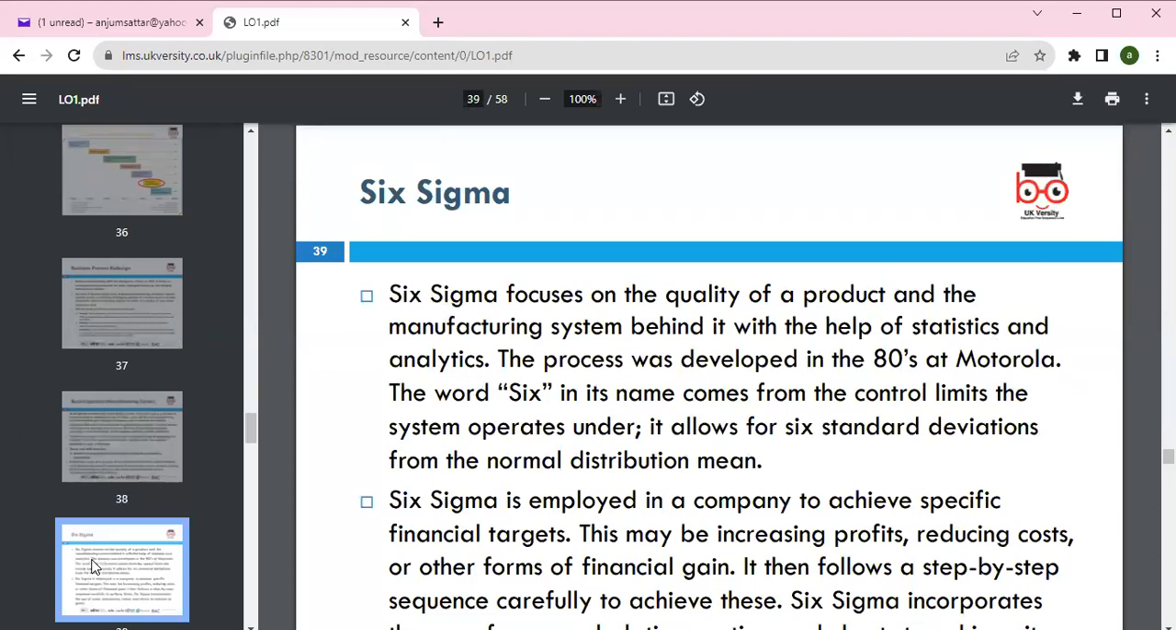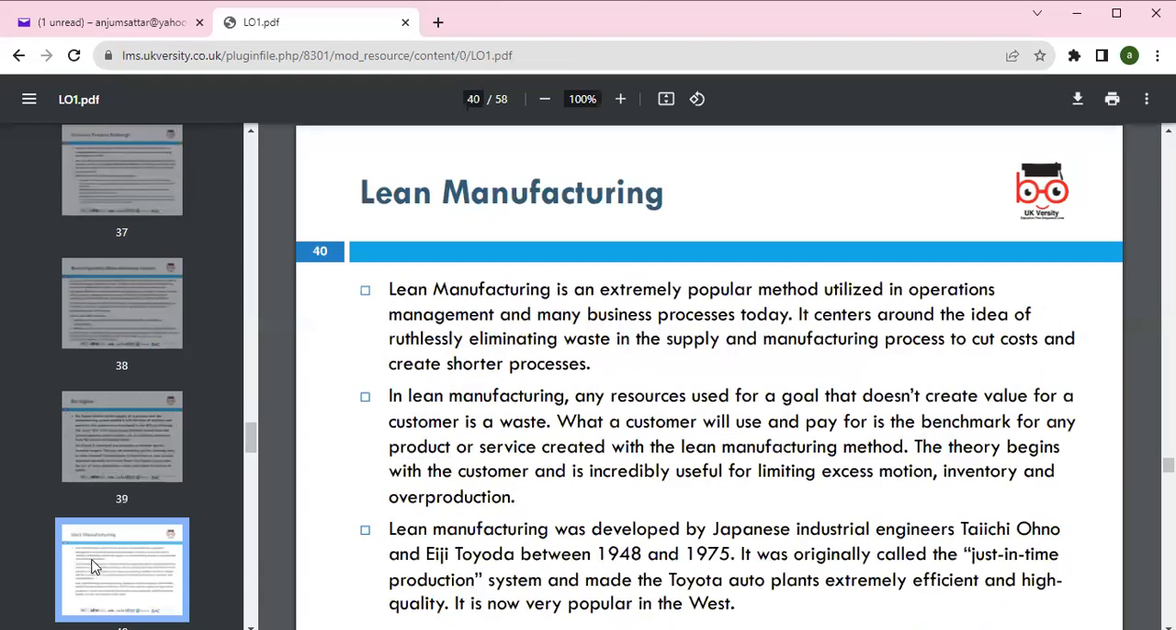Then Six Sigma. It focuses on the quality of product manufacturing. Behind it was 1980s Motorola, and the system operates under six standard deviations. Six Sigma is employed in a company to achieve specific financial targets. This moves toward increasing profit, reducing costs, and other forms of financial gain, and then we move step by step in sequence carefully to achieve Six Sigma in corporations.